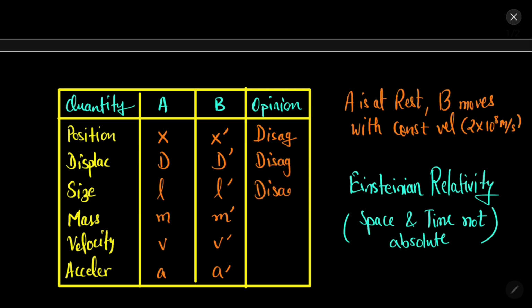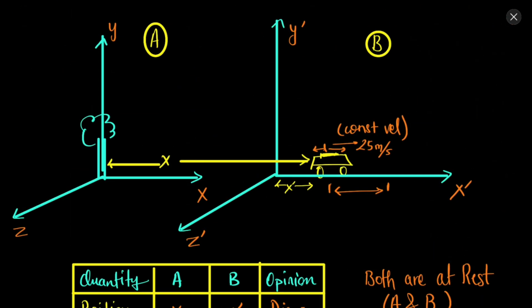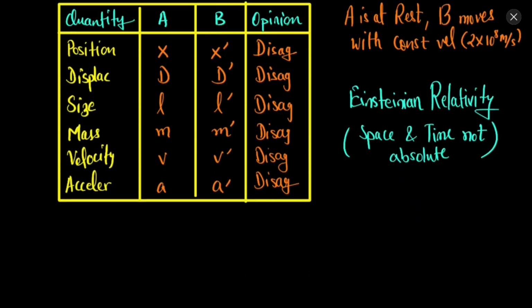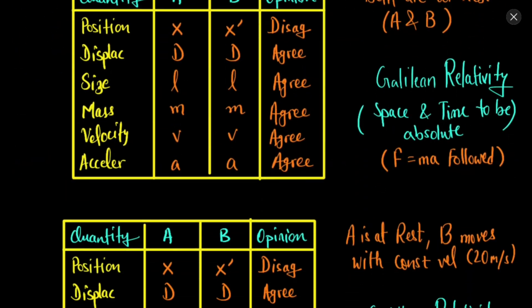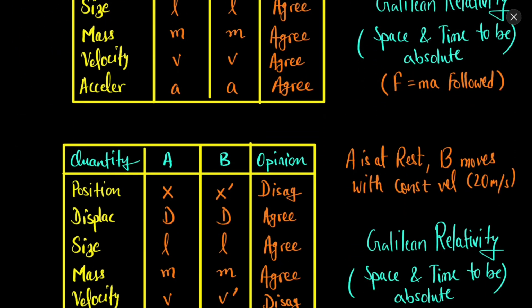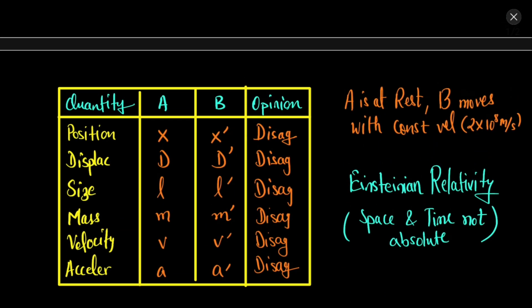So it was observed by Einstein that when the velocities are very high, then space and time are not absolute. Time is different at different locations and it depends on the velocity of the object. This is called Einsteinian relativity, and this will be the main topic of the special theory of relativity. According to Einstein, space and time are not absolute, and according to Galileo and Newton, space and time were absolute. Time is the same everywhere in the universe, but Einstein observed something different.